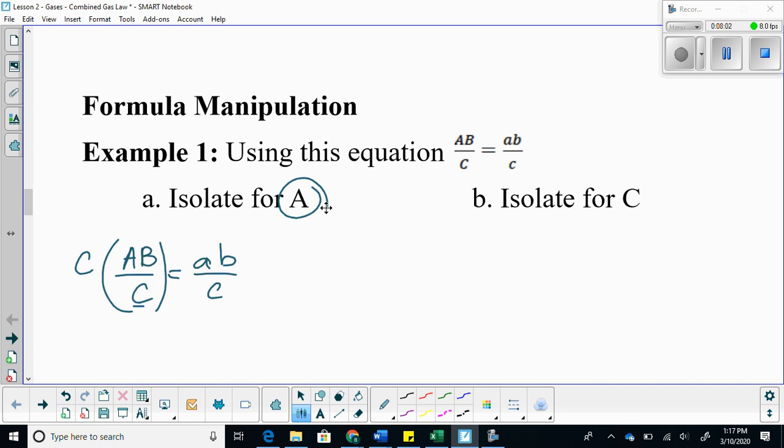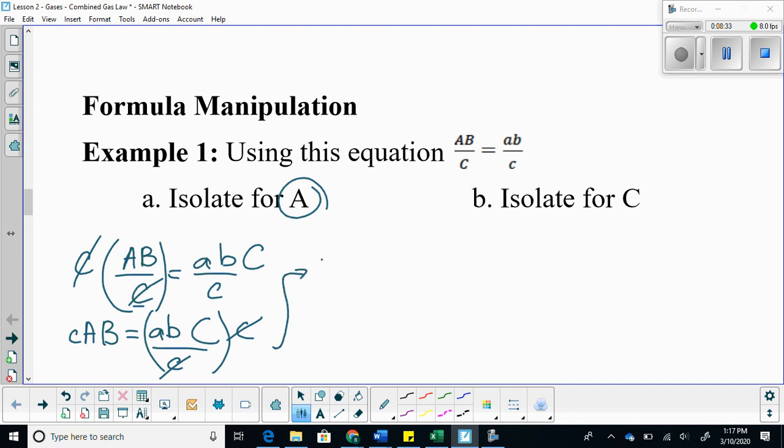Whatever you do to one side, you must do to the other. So on this side, I also multiply by capital C. Capital C and capital C cancel out on this side. We now have an equation that looks like this: AB is equal to ABC over C. I now need to get rid of that lowercase c. Same thing: I multiply that by lowercase c and this side as well. Now I have an equation that looks like this: CAB is equal to ABC.